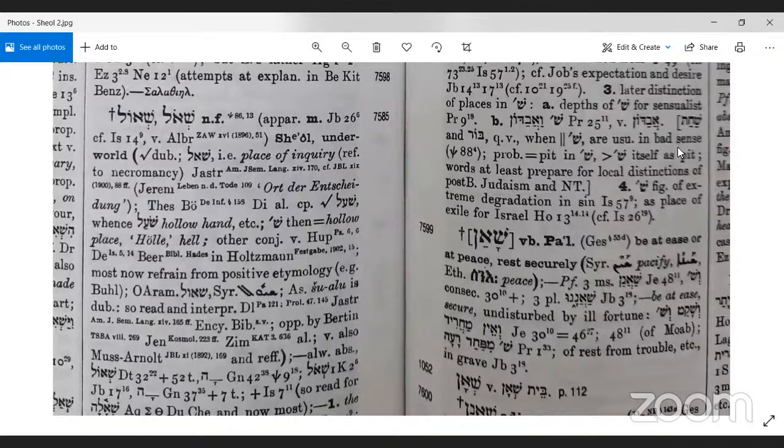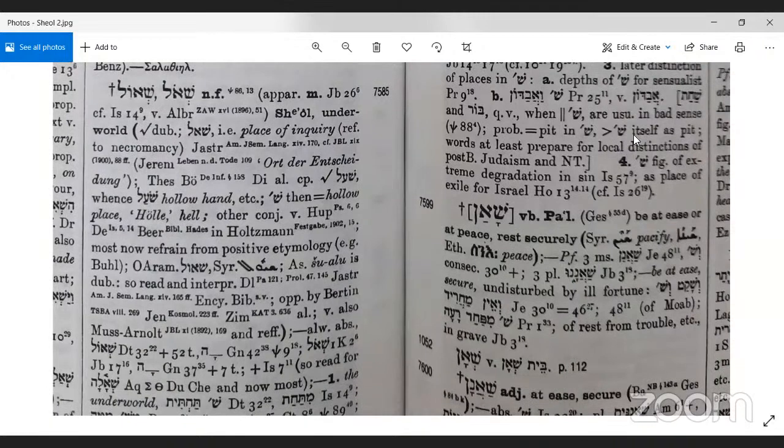They're saying that this itself, as a pit, words at least prepare for local distinctions of post-Judaism, post-Babylonian Judaism. So this may be the origin of where all of this is coming from, right? In the New Testament. Yeah.